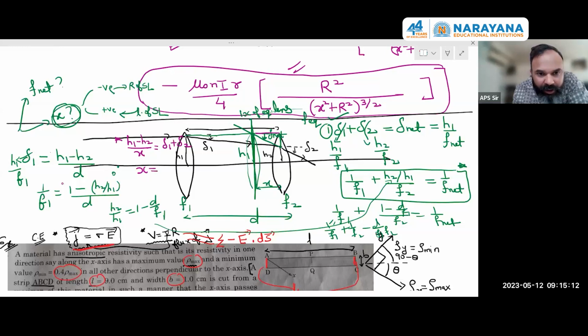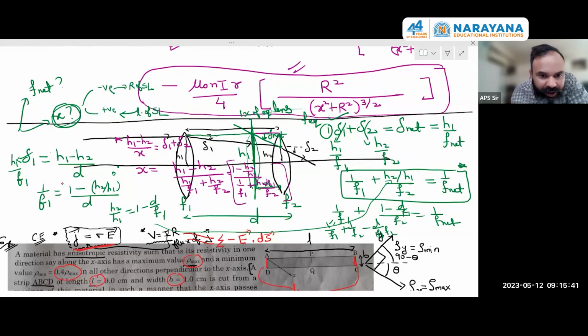So X is coming out as (H1 minus H2) upon (delta 1 plus delta 2), which is H1 by F1 plus H2 by F2. Divide this complete equation by H1, numerator and denominator. So you'll get 1 minus H2 by H1 upon what is in the denominator: 1 by F1 plus H2 by H1 divided by F2.